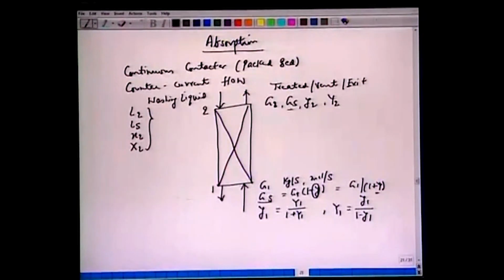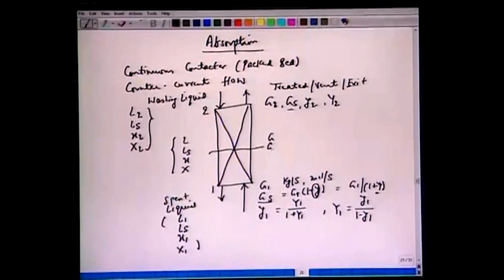At 1, we have this spent liquor or spent liquid. This has specs L1, LS, X1, capital X1. At any cross section, we can write L, LS, X, capital X. And here in the gas phase, we can write G, GS, small y, and capital Y. Make a note here that GS is a constant, it remains the same. LS also remains the same because these are all solute free bases.